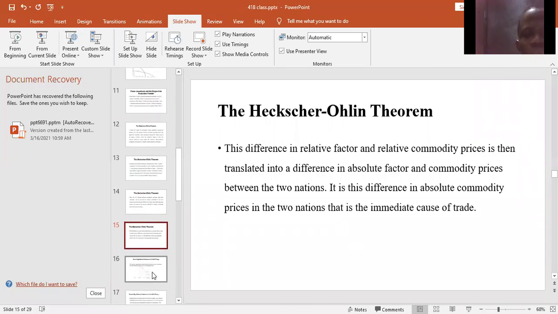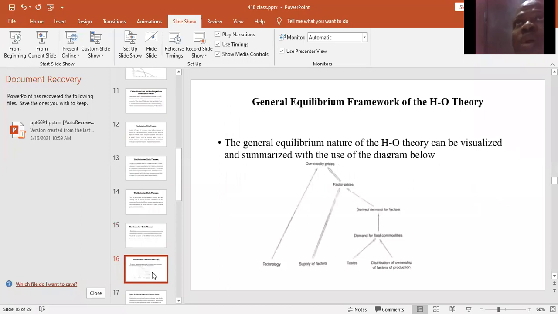Now, generally, it is believed that the Heckscher-Ohlin theorem or HO theory is a general equilibrium theory. Why do we regard it as a general equilibrium theory? We never regarded the comparative advantage theory propounded by Ricardo as a general equilibrium theory, and the same thing goes for Adam Smith. But we are regarding the HO theory as such, because these are issues that you might be asked to discuss. Like, why is HO regarded as a general equilibrium theory?